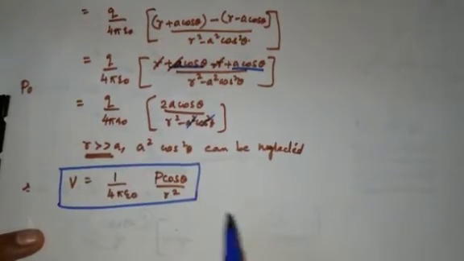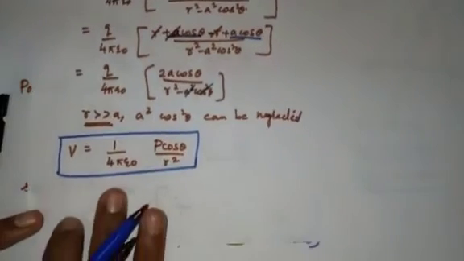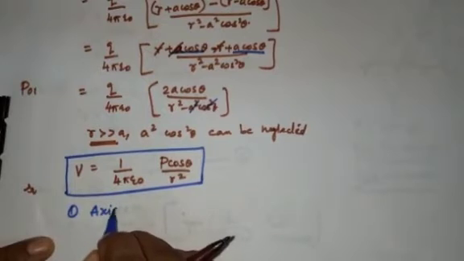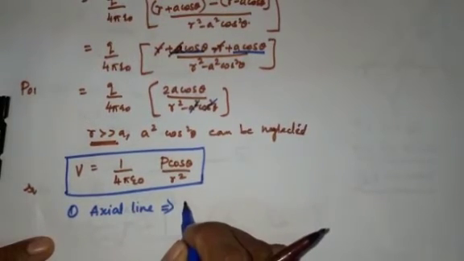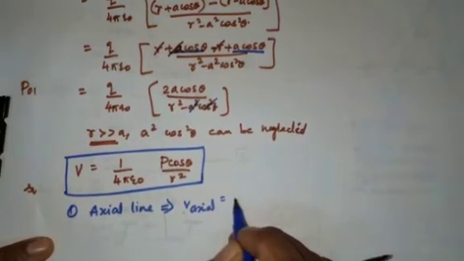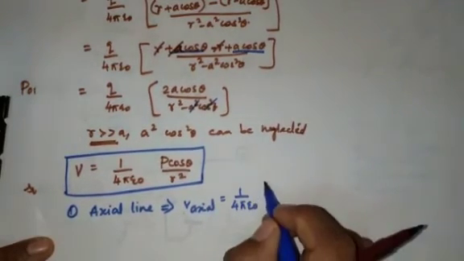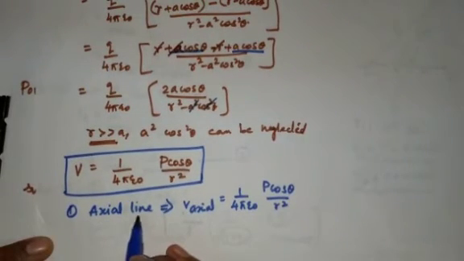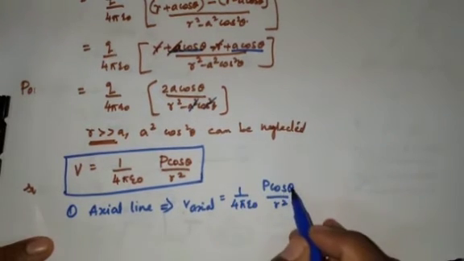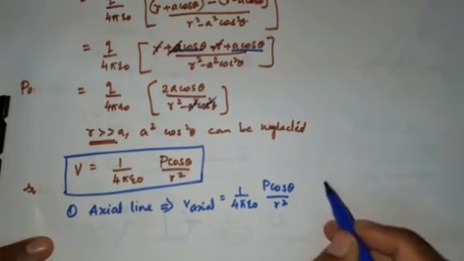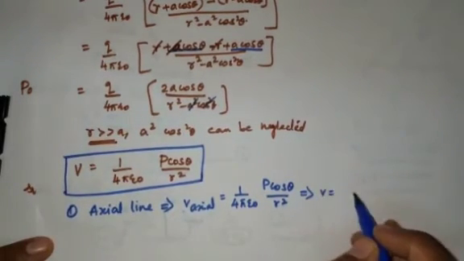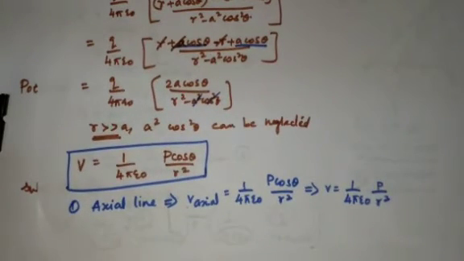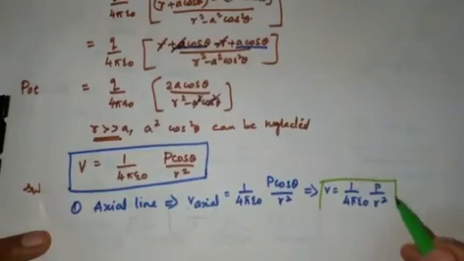From this, two cases we are going to see now. What are the two cases? See the first case. First case is for axial line. In the case of axial line, what is the formula? You know that V axial is equal to 1 by 4 pi epsilon naught P cos theta by r square. In the case of axial line, this is nothing but 0 degree, right? Applying 0 in cos theta, cos 0 is 1. So finally we will be getting V equal to 1 by 4 pi epsilon naught P by r square. This is for axial. Just remember, this is for axial.